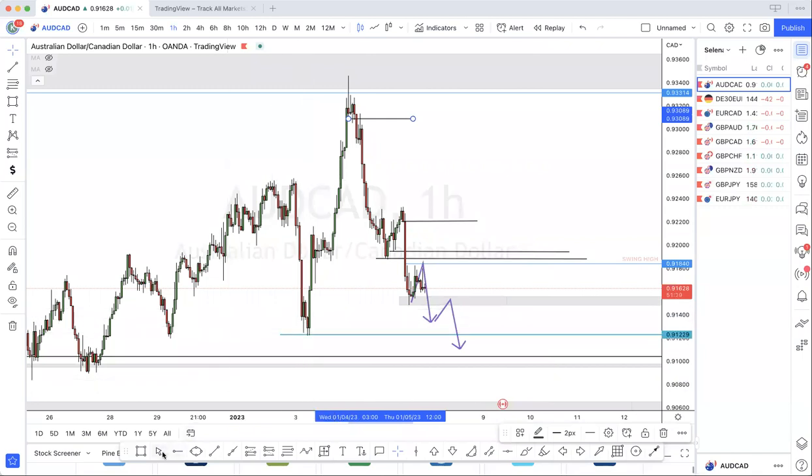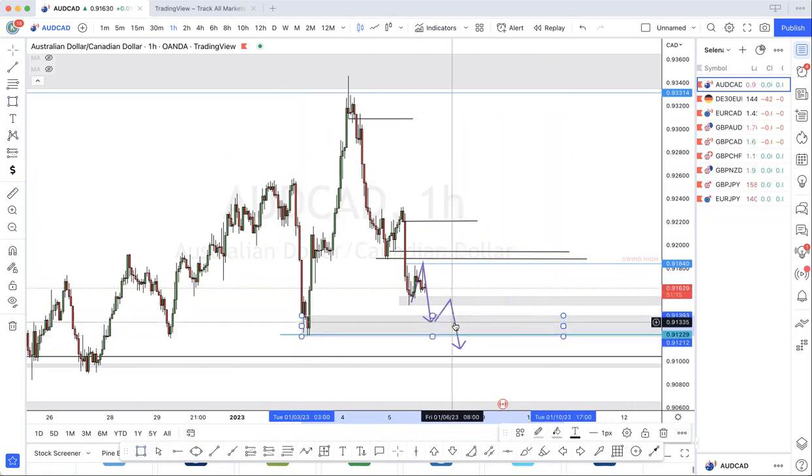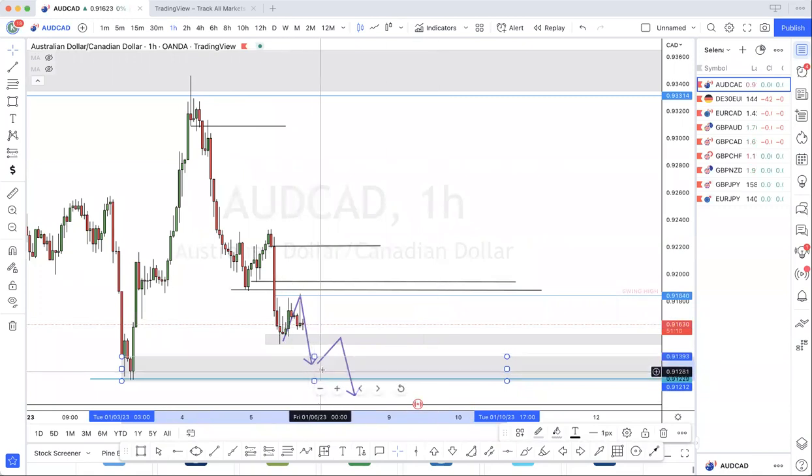So now the goal is to just watch AUD CAD, watch this zone right here to see if you start getting a break of structure in this area.